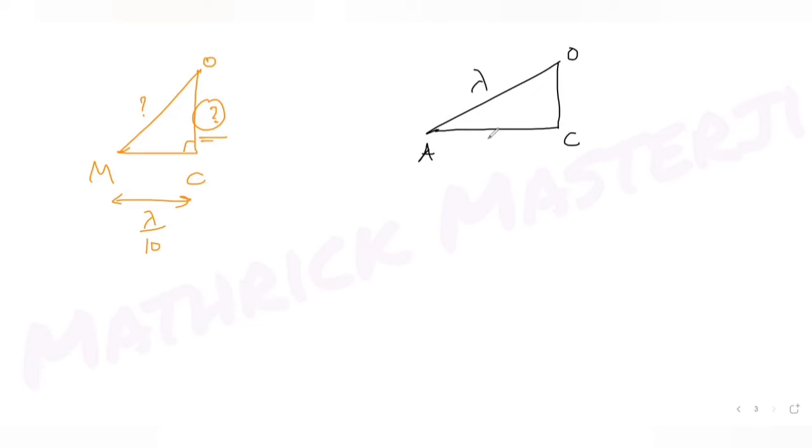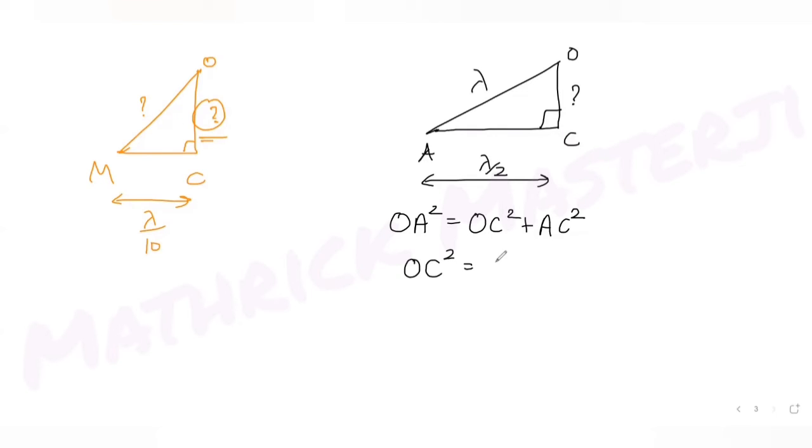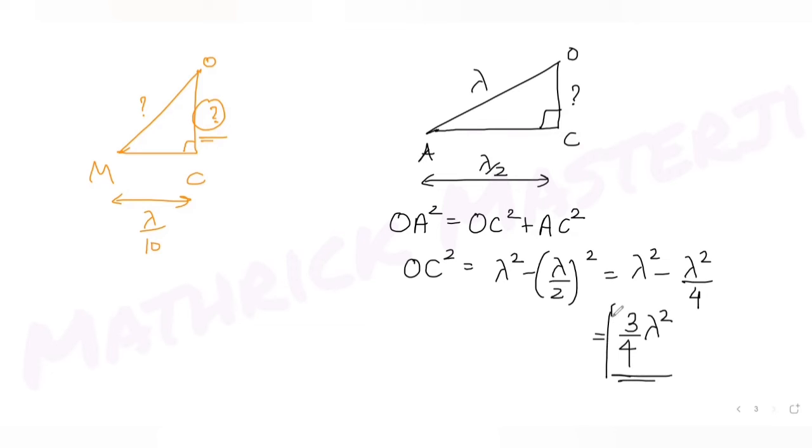OA, the length of this is lambda. This length AC is half of that, so lambda over 2. This is perpendicular, that will give me OC. So if I apply Pythagoras theorem here, OA square is OC square plus AC square. And from there I get OC square is OA square, which is basically lambda square, minus AC square, which is lambda over 2 squared. That further gives me lambda square minus lambda square by 4. And if I try to solve it, 1 minus 1/4 is nothing but 3/4. So 3/4 of lambda square is your value of OC square.